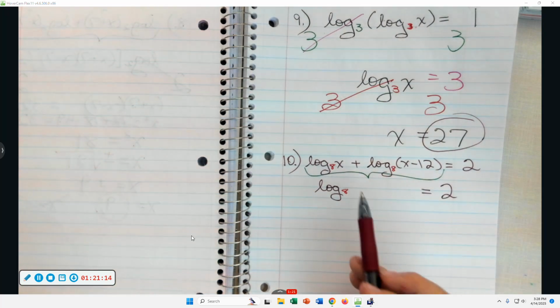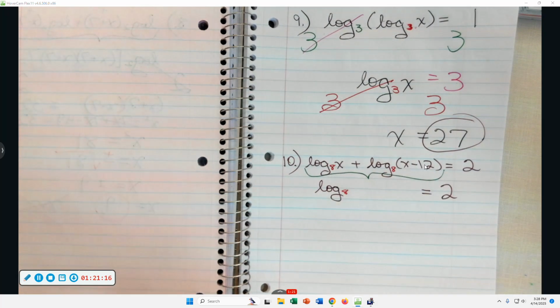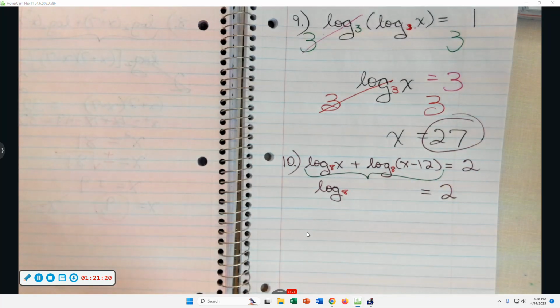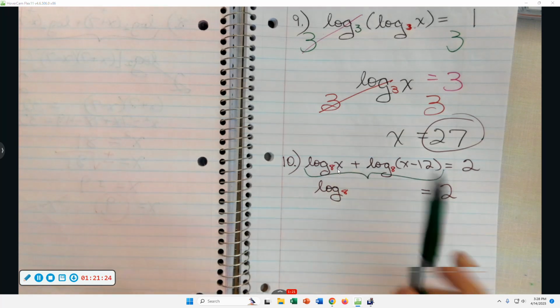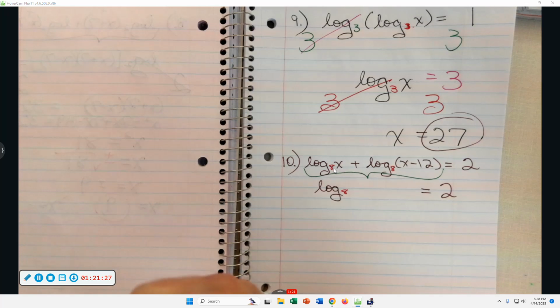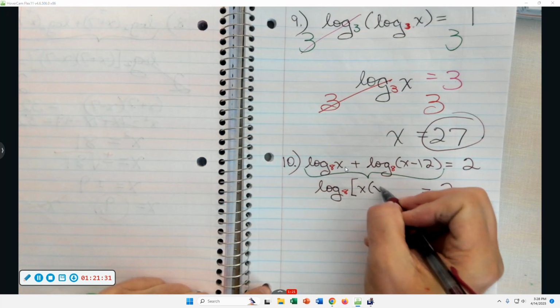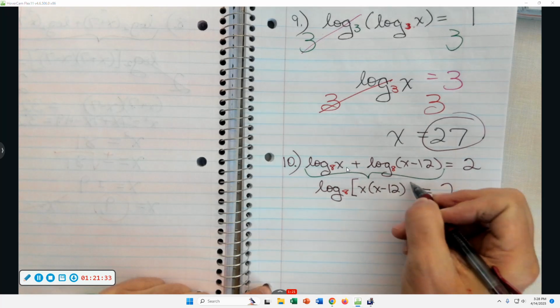Well, what are we going to do to the x and x minus 12? We'll either have to divide them or multiply. Which one? Multiply because they're being added. I agree. So we'll have an x times an x minus 12.